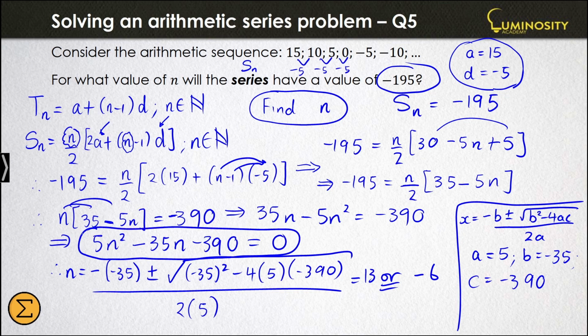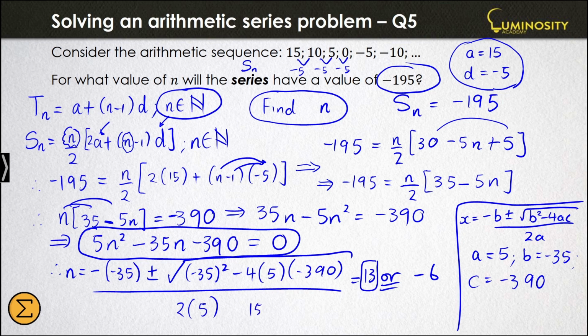However, from the context of the problem, n has to be a natural number because we're dealing with the position of the term. It doesn't make sense to talk about the negative 6th position, okay? So the correct solution here will be when n equals 13. So at the 13th position of that sequence, if you add up from the first term to the 13th term, the final answer that will be output is negative 195.